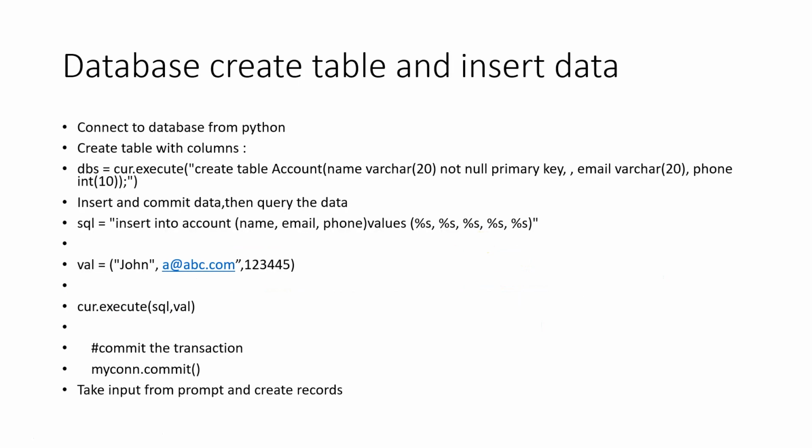Now, once you create a database, you have to create table and insert data, right? So you connect to the database from Python. So you will create table. You can create it directly from the command prompt of Python and SQLite, but we will create it from here. So we will create a cursor and pass this value. See here it says create table, field name, data type, and we are giving name as a primary key, so it will be unique. Email varchar means variable character, and phone is integer 10.